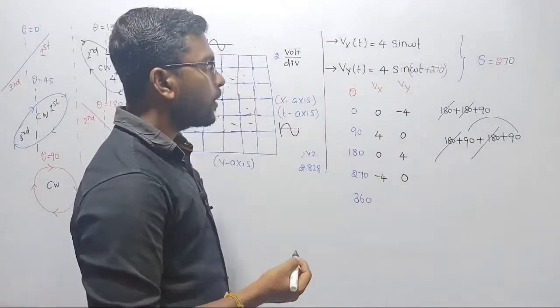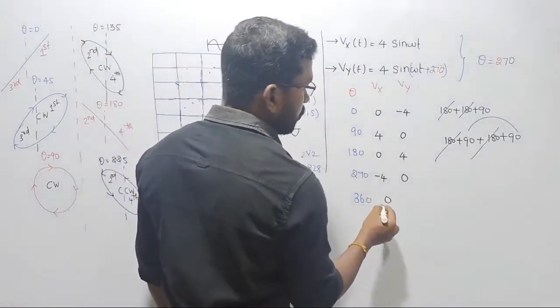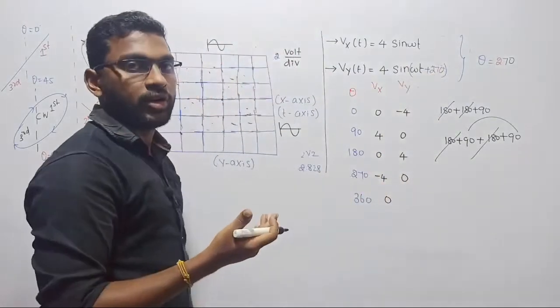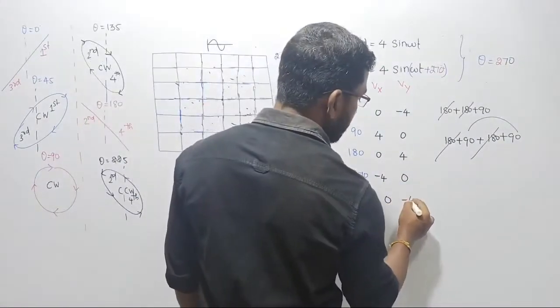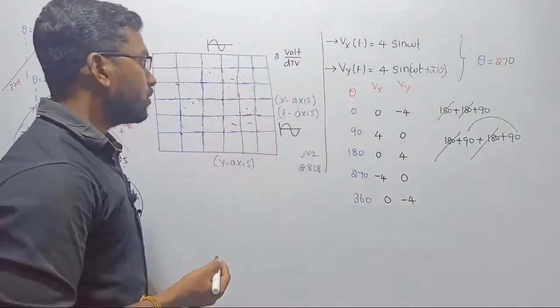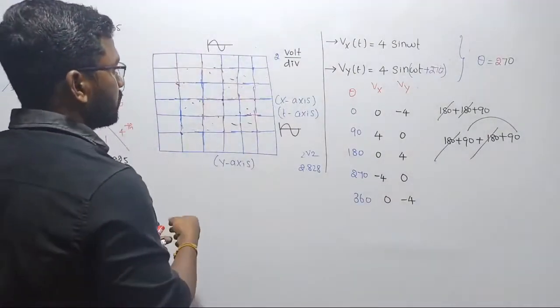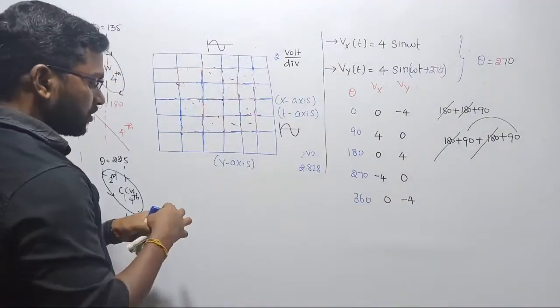At 360 degree, let's see. Sin 360 is 0. 360 plus 270 will become 270 only. Sin 270 is minus 1, and minus 1 times 4 will become minus 4. Let's plot all the values, that is, let us plot the values on the screen of the CRO. Let's continue our journey with this.